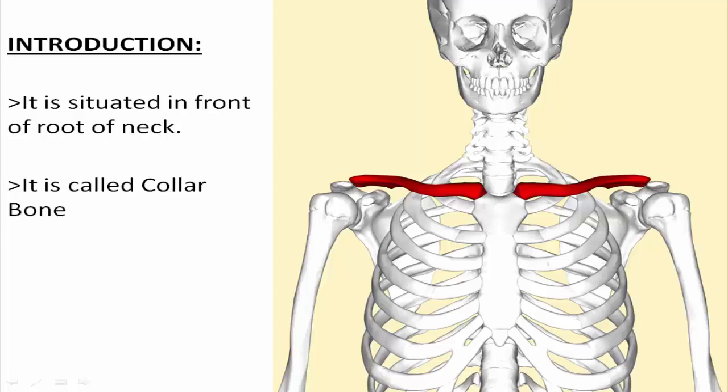Clavicle is situated in front of the root of neck. As you see in this figure, it is situated on the root of the neck. It is also called the collar bone because above this bone the collar lies, so it is also known as the collar bone.